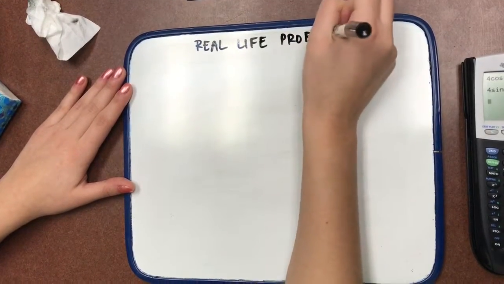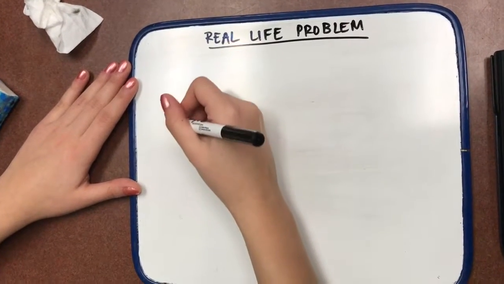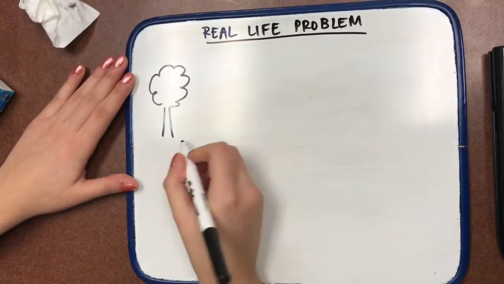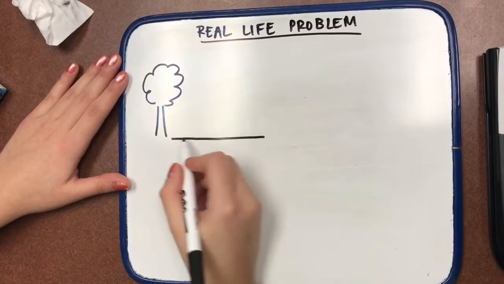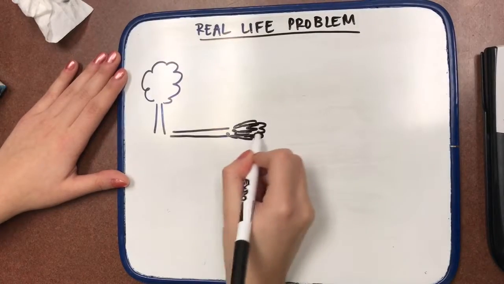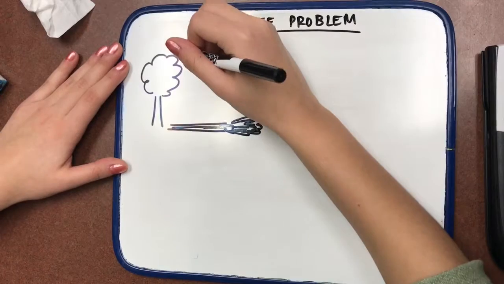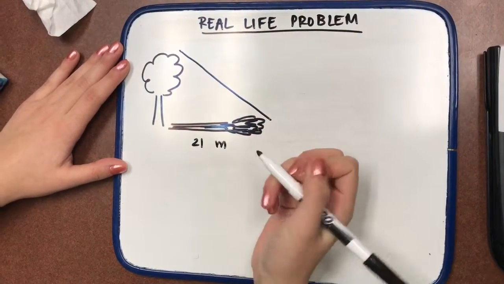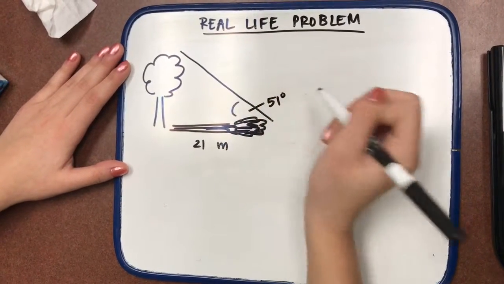Let's apply this to the real world. A tree casts a 21-meter shadow along the ground. The angle of elevation of the sun is 51 degrees. What is the height of the tree? So we have a tree here, its angle of elevation is 51 degrees, and it has a 21 meter shadow cast along the ground. We need to solve for the height of the tree.